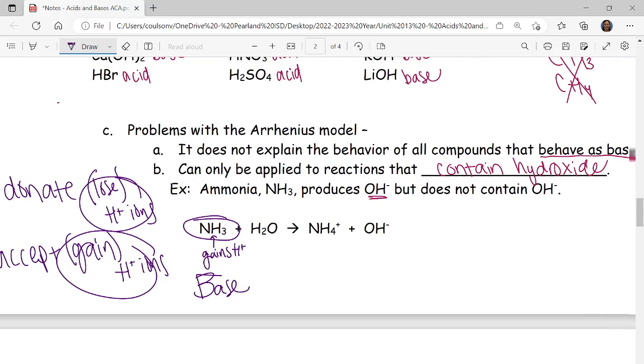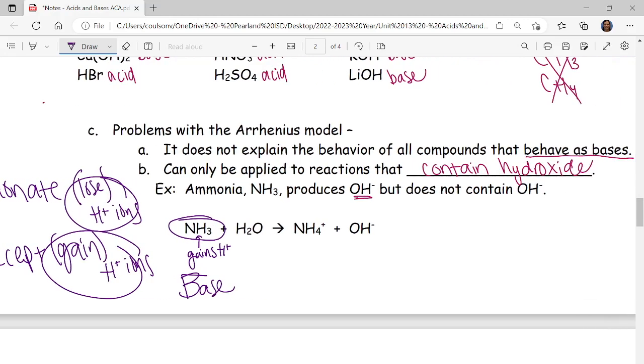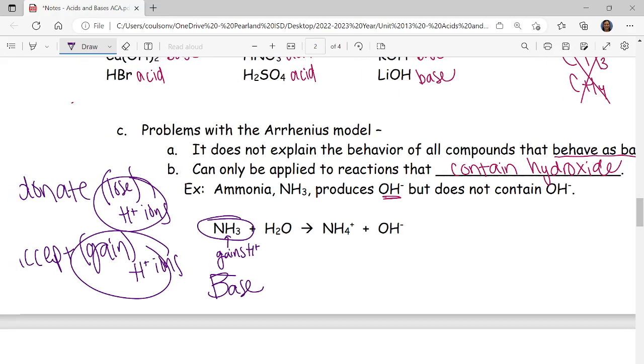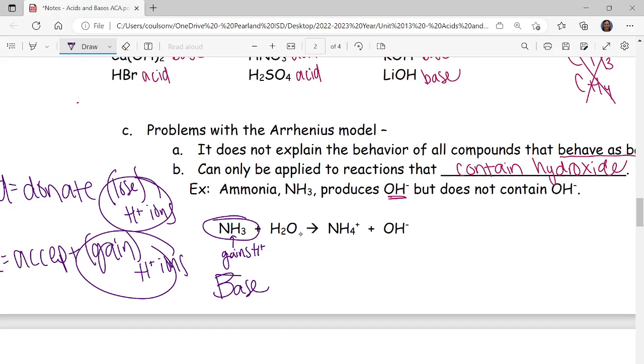So that's what we were saying here, that based on the Arrhenius model, this would not be considered a base because it doesn't contain OH. But based on its behavior, based on the fact that it's gaining a hydrogen ion, it actually does act like a base. And then H2O, this is just water, but we know that H2O can act as both an acid or a base, either one depending on its circumstances. So we could write H2O as HOH, or we could just look at it as H2O.